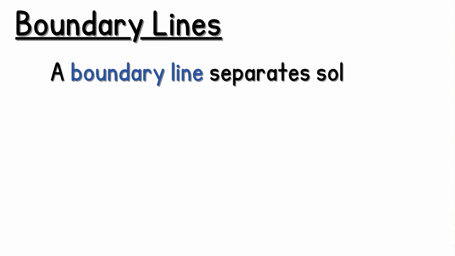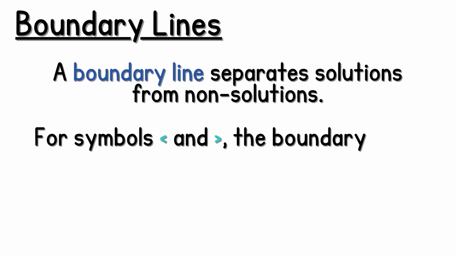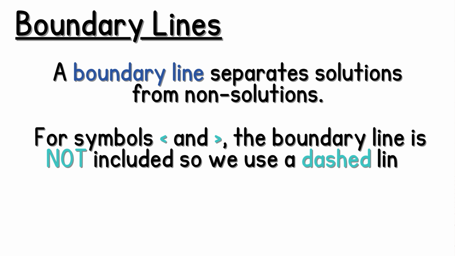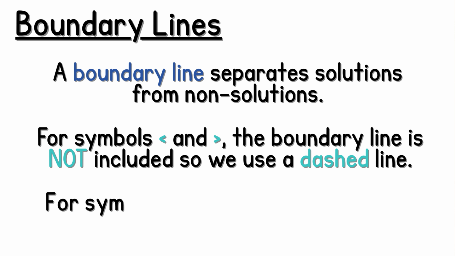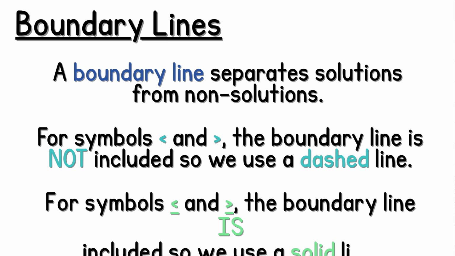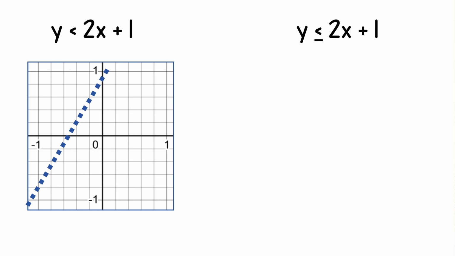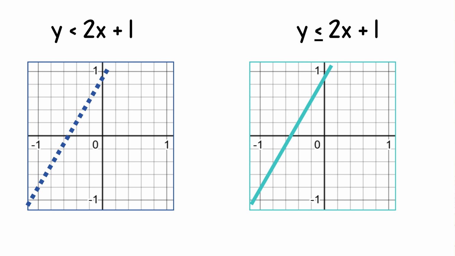Let's look at the boundary lines of an inequality. A boundary line separates solutions from non-solutions. So for symbols less than and greater than, the boundary line is not included, so we'll use a dashed line. And for symbols less than or equal to and greater than or equal to, the boundary line is included, so we'll use a solid line. So if we have y is less than 2x plus 1, then our line will be dotted since it doesn't include the line as solutions. But for y is less than or equal to 2x plus 1, this one will have a solid line because the line under the symbol tells us that it can equal that line as well.